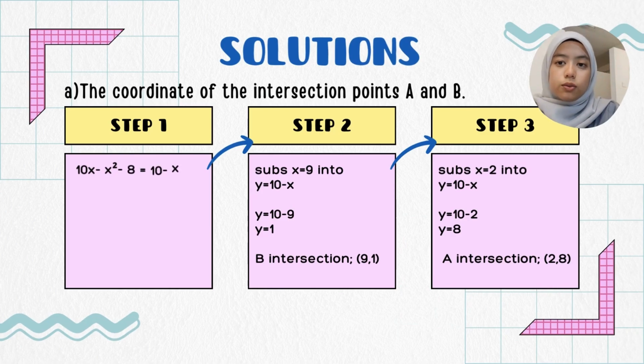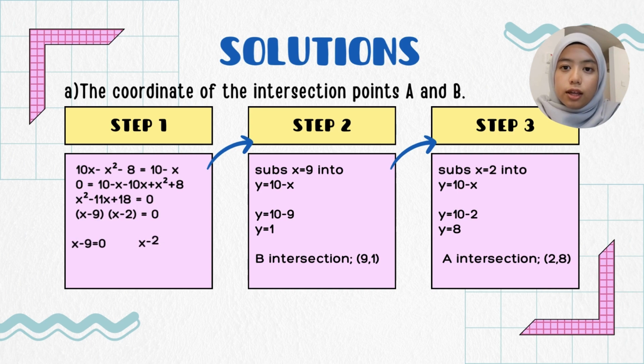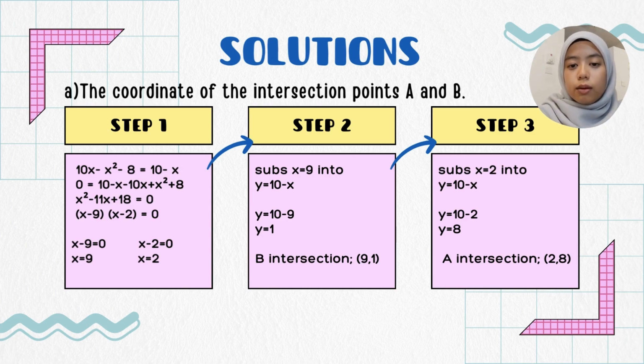Solution for question 1, which is to determine the coordinates of the intersection points A and B. So for the first step, we must take these two equations for the curved line and the straight line to become one equation, which is a quadratic function, and then we must solve it by using the calculator method by pressing the solve buttons, and we will get x equals 9 and x equals 2.